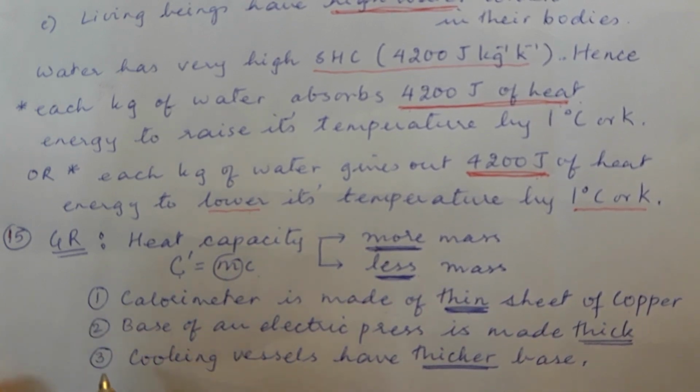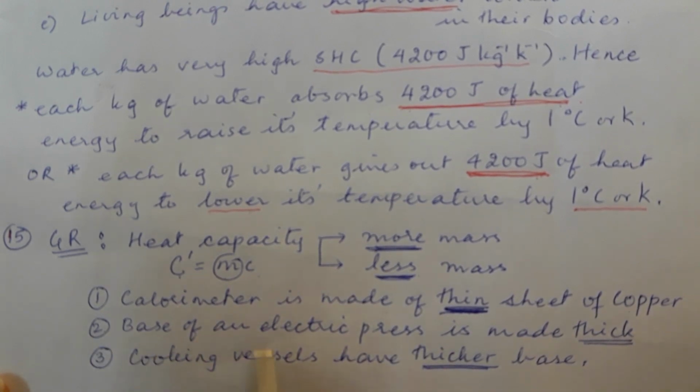So look at the ICSE questions here. Calorimeter is made of thin sheet of copper. So what we have to say? Thin sheet of copper means it decreases the mass, decreases the heat capacity, and so the calorimeter will have negligible amount of heat absorbed by it from the contents to acquire the temperature of the contents.